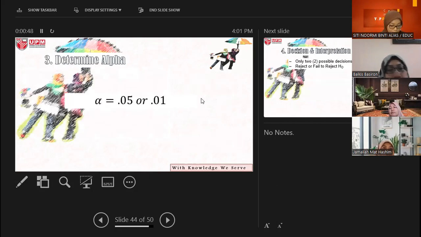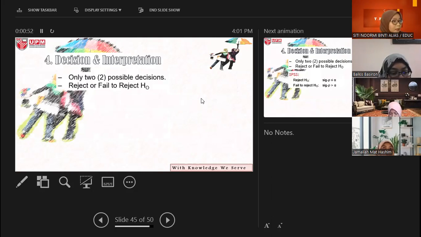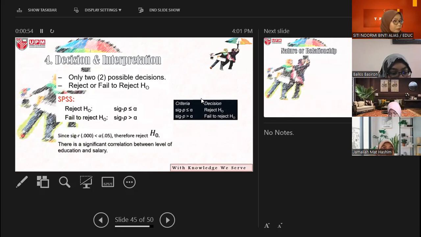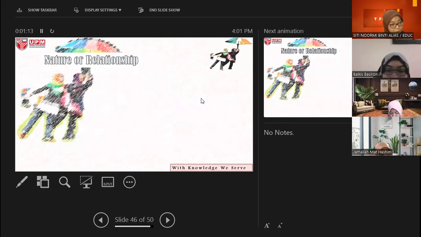Next we determine our alpha, either 0.05 or 0.01, and then we make our decision. Since the significance value 0.000 is lesser than alpha 0.05, we reject the null hypothesis, which indicated there is no relationship between the two variables. So we conclude that there is a significant correlation between level of education and salary.